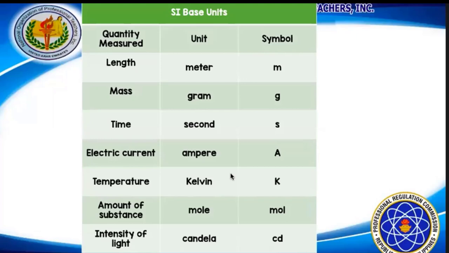So, recalling the SI base units, for mass, grams ang unit. For time, second ang gagamitin. Electric current, we have ampere. For temperature, Kelvin. Hindi siya Celsius, hindi siya Fahrenheit. And then the amount of substance, we have mole. And the intensity of light is CD or candela. Okay? So, those are the 7 fundamental units of measurement.